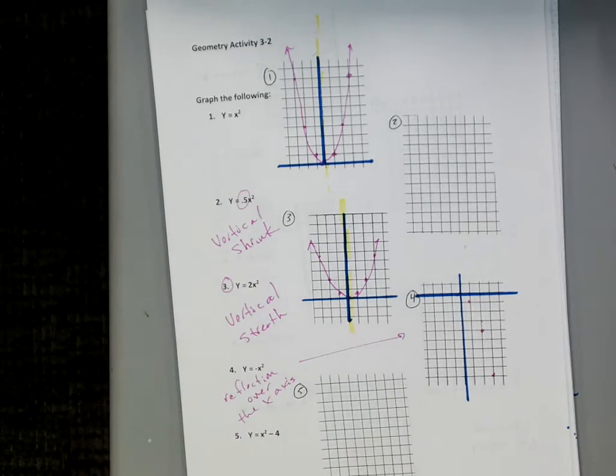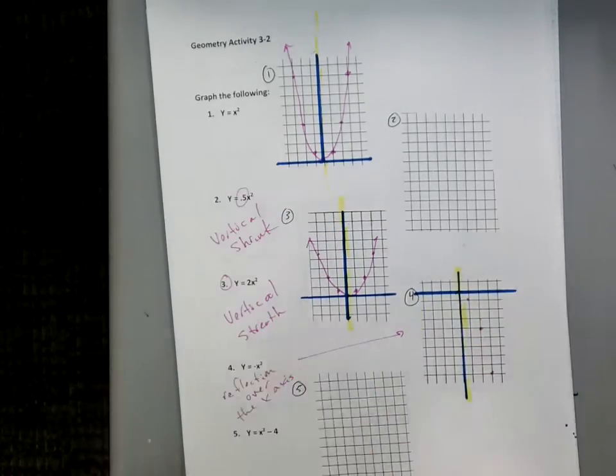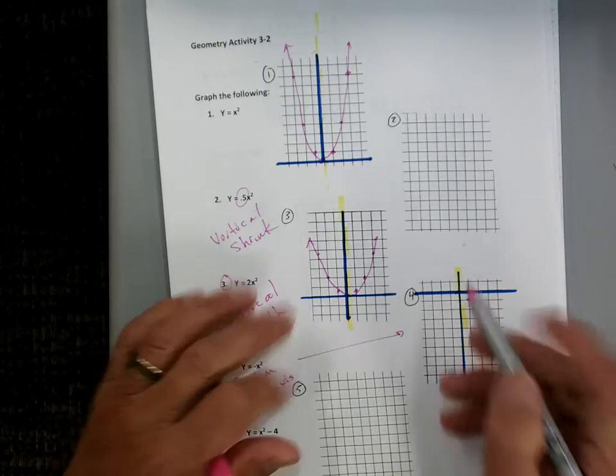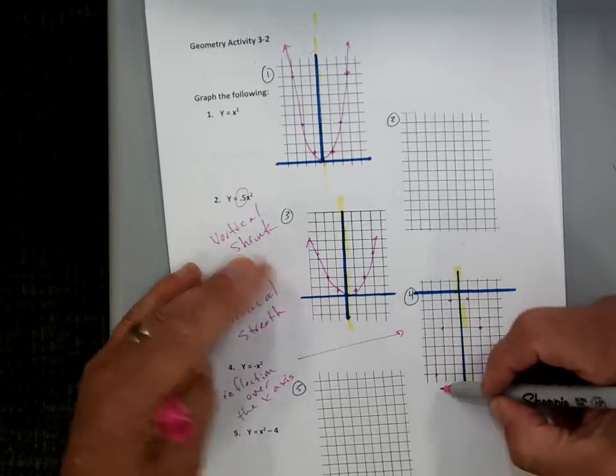I know it's symmetrical, right? There's my line of symmetry. And I can just flip it over the line of symmetry. Okay, there it is.